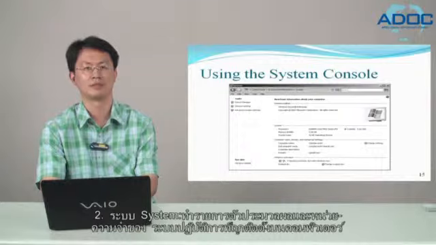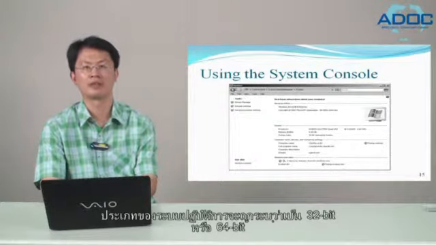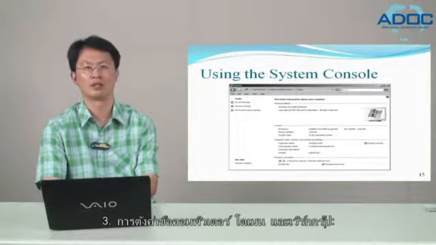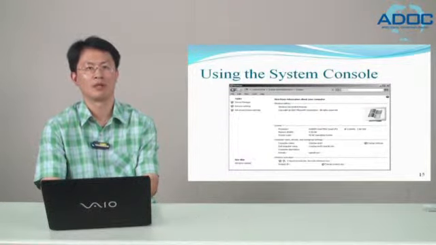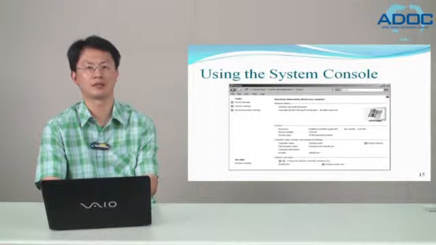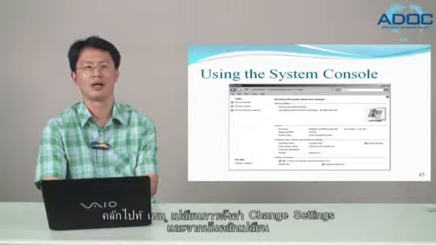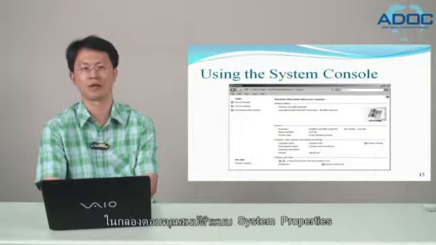Second, System lists the processor, memory, and type of operating system installed on the computer. The type of operating system is listed as 32-bit or 64-bit. Third, Computer Name, Domain, and Workgroup Settings provides the computer name, description, domain, and workgroup details. If you want to change any of this information, click Change Settings and then click Change in the System Properties dialog box.